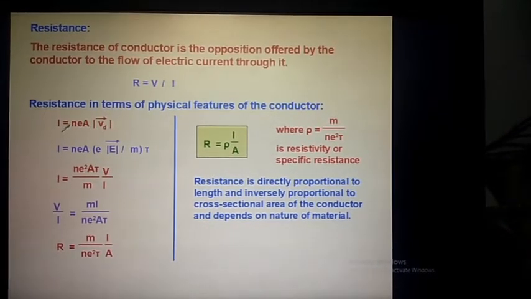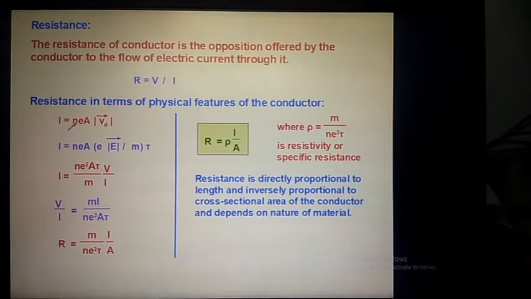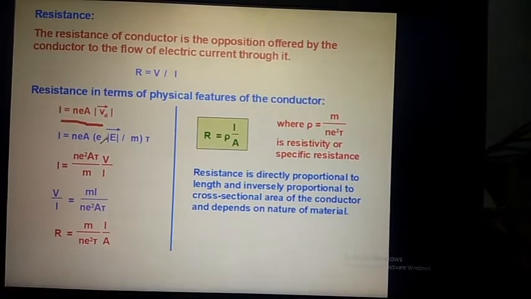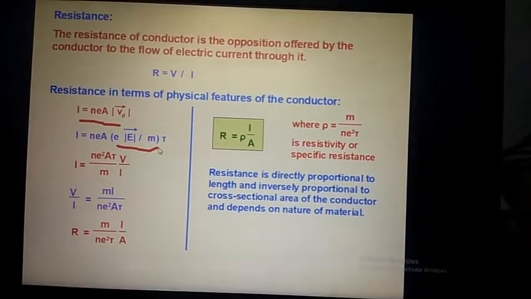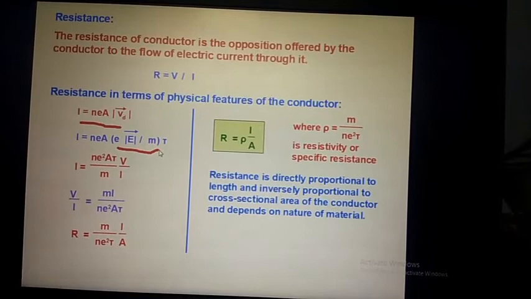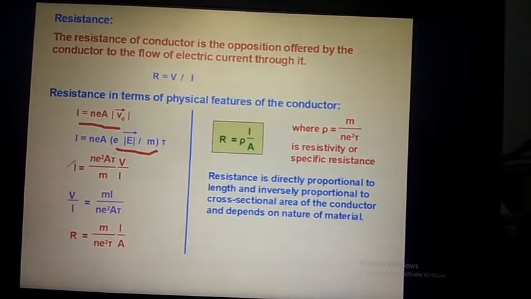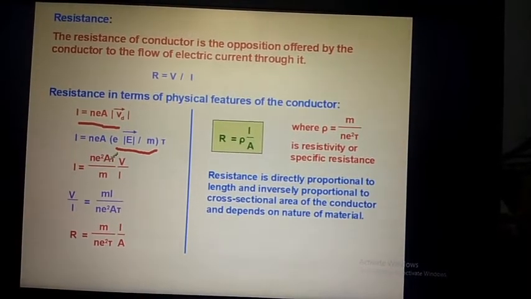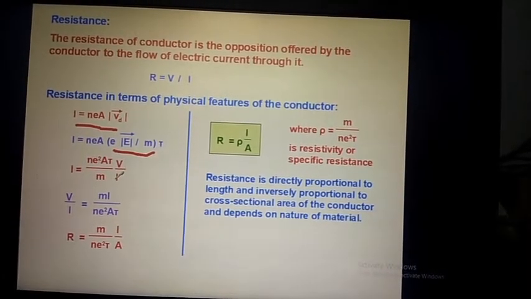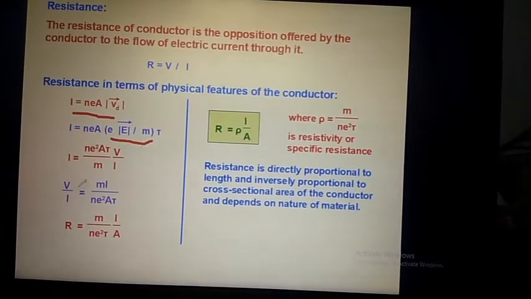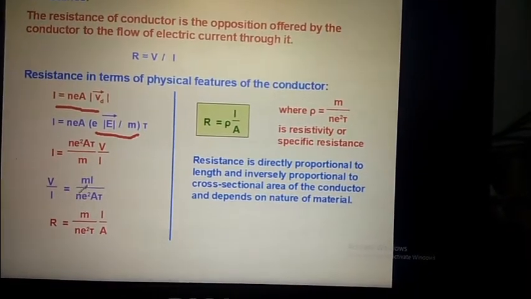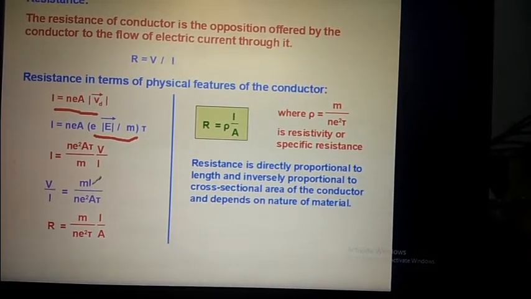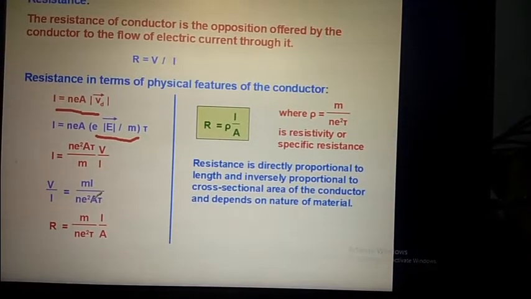We have the current equation. This is a basic equation: current is equal to NEAVd, and we are going to substitute the value for Vd, that is Vd is equal to E into E divided by m into T. By substituting this, we get I equal to NE square A into T by m into V by l. Again, V by I equals m into L divided by NE square A into T, where L represents the length of the conductor and A is the area of the conductor.